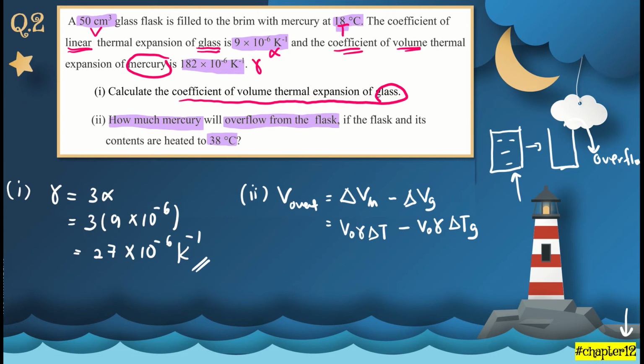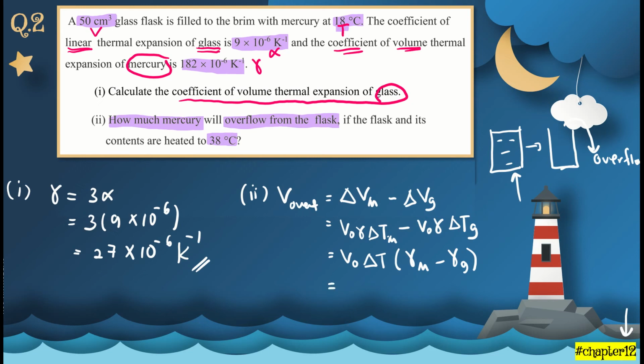We know that the value of V naught for both mercury and glass are the same, and also the value of delta T is the same, so we can factorize. Basically the equation becomes V naught delta T times gamma mercury minus gamma glass.